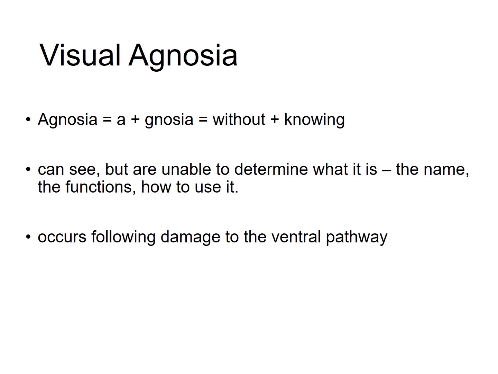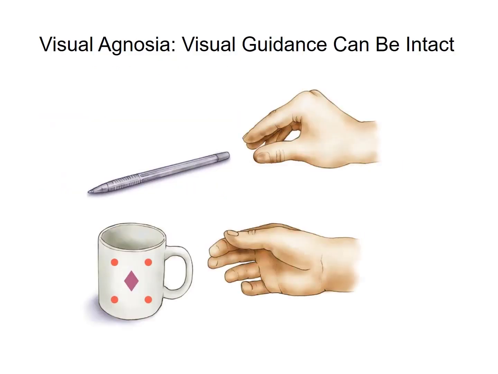Damage to the ventral pathway may leave you with visual agnosia, which comes from the words without knowing: a for without and gnosia for knowing. A person can see fine, but they're unable to understand what the particular object is that they're seeing. In visual agnosia, people typically will have damage to the ventral area of the visual pathway, but not the dorsal one. So interestingly, they're still able to reach for an object in the appropriate way.